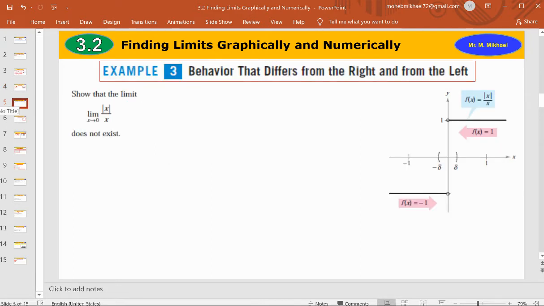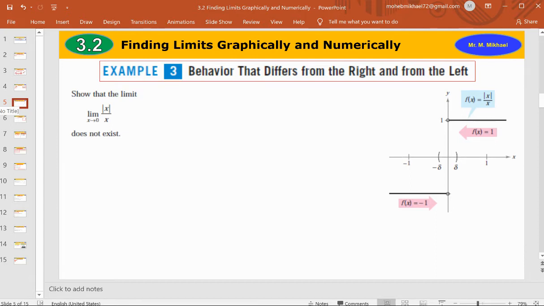Now let's see some different scenarios. In this function, the limit of the function, the absolute value of x over x as x approaches 0, we need to show that this limit doesn't exist. What makes a limit not exist? Actually, there are many reasons for a limit to fail to exist, and one of them is if f of x approaches a different number from the right side than it approaches from the left side.